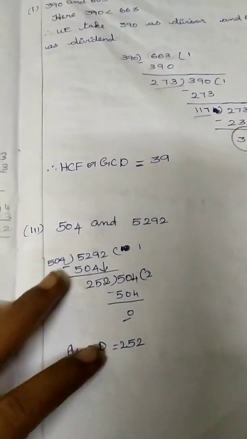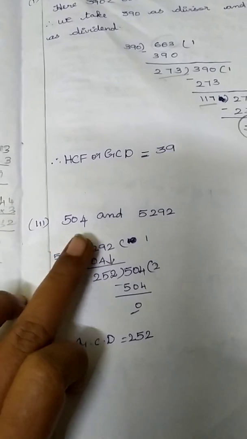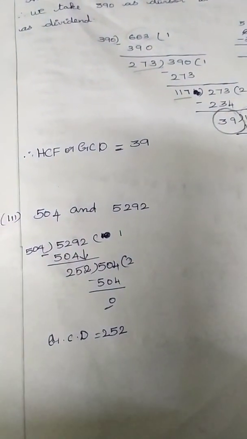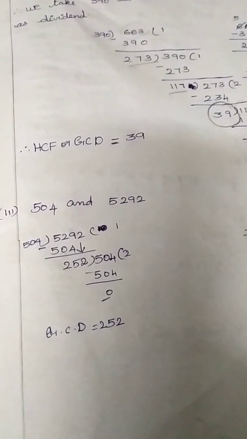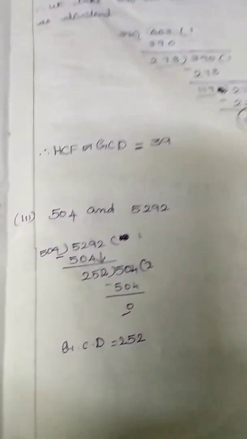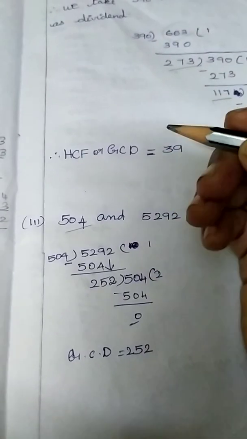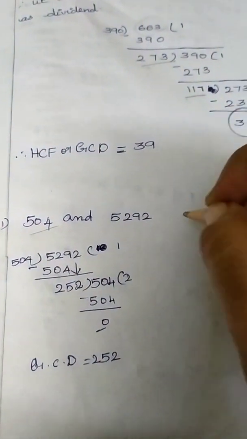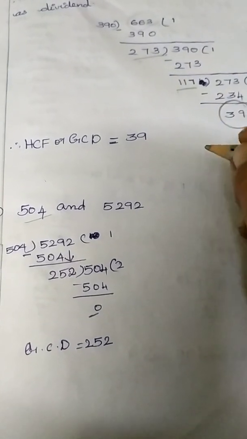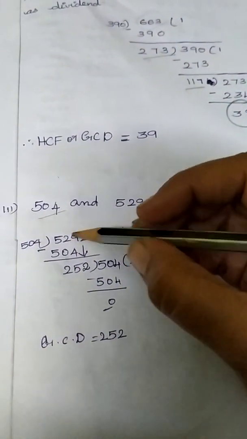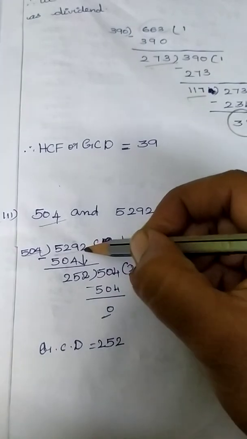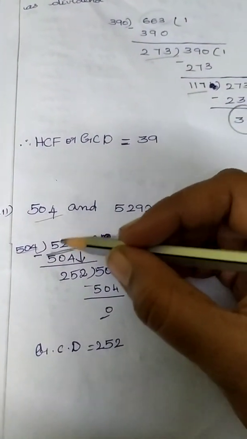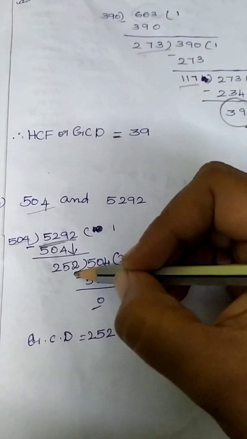In the same model, I have selected the third subdivision: 504 and 5292. This is your question. Which is the smaller number? 504 is the smaller number, so this is your divisor. What is your dividend? 5292 is your dividend. We are going to divide it. Take the first 3 digits and then... 1 time 504. When you subtract, you are getting 252.